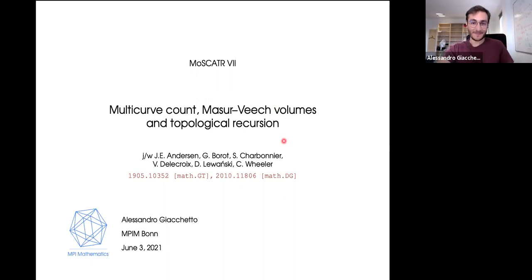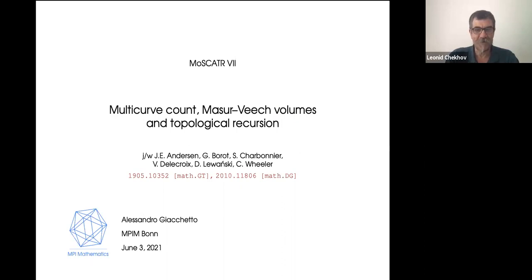Okay, so let me first present you. So next talk is by Alessandro Giacchetto. And Alessandro will tell us about the multicurve count, Masur-Veech volumes, and topological recursion.